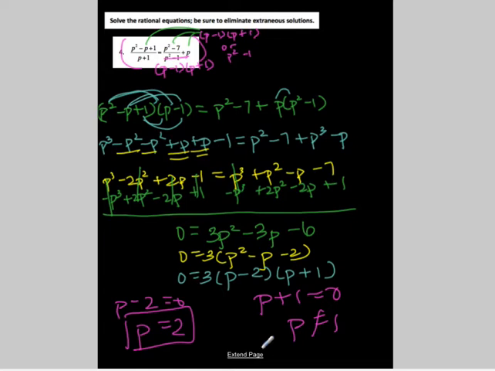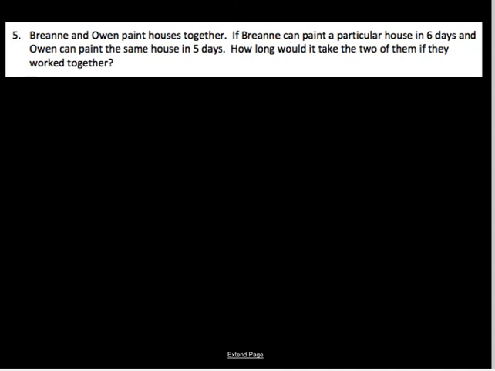Okay. So we have 2 more examples. So let's go ahead and look at them. Example 5, Brianne and Owen paint houses together. If Brianne can paint a particular house in 6 days and Owen can paint the same house in 5 days, how long would it take the 2 of them if they worked together? Okay, so it says, how long would it take? So we want to know the time that it's going to take them to get the house done.